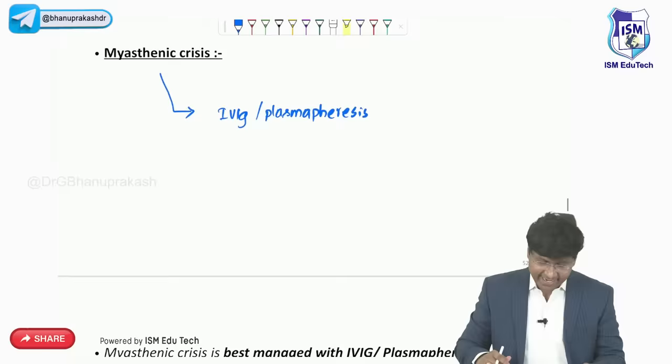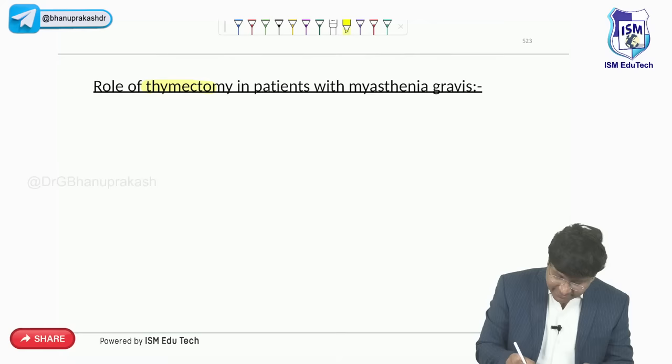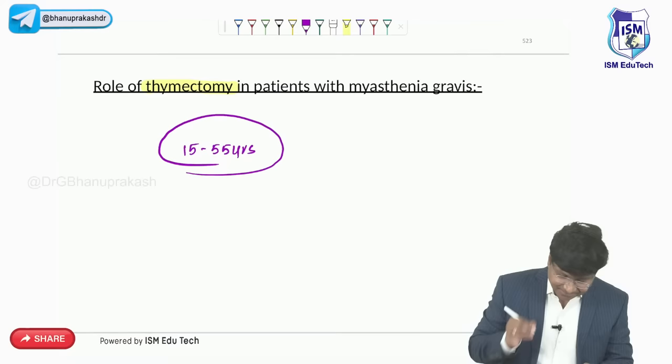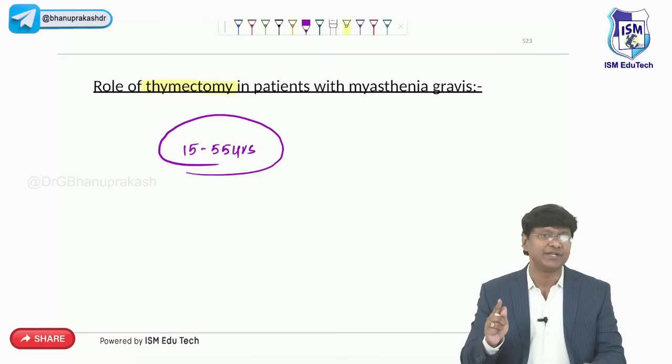And what about thymectomy? Yes, thymectomy should be done in all cases of myasthenia gravis. And what should be the age group when you are doing thymectomy? The age group at which you will do thymectomy is around 15 to 55 years. So when the age of the individual is between 15 and 55 years, you can go ahead with the thymectomy. Okay. So that is about your myasthenia gravis.